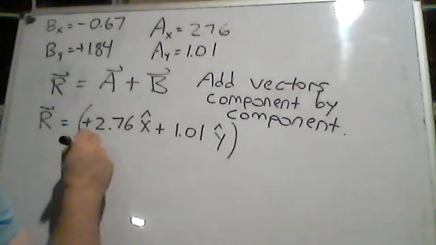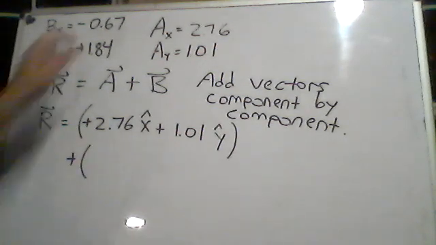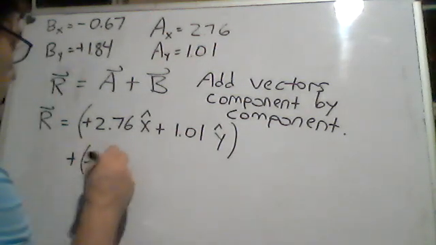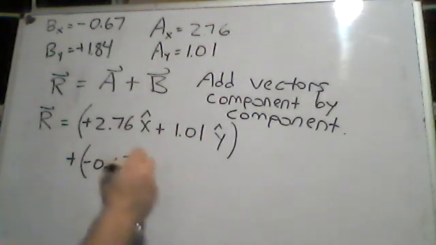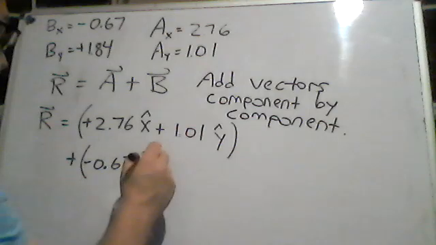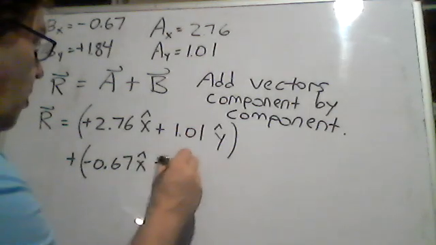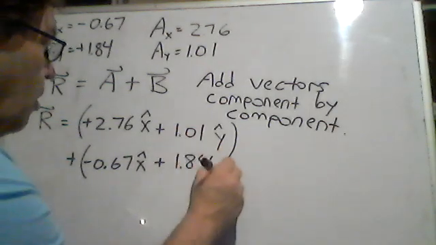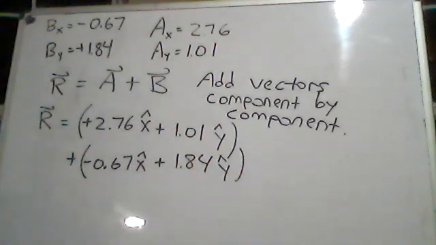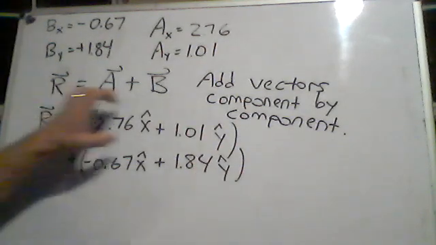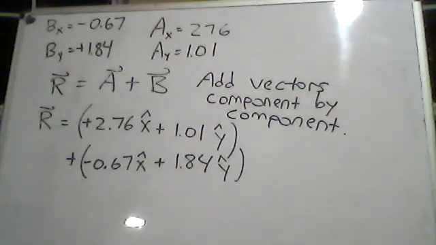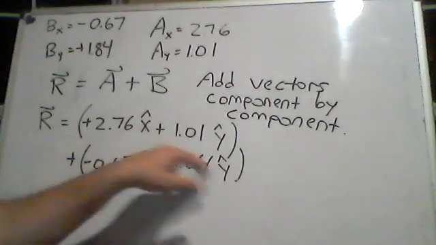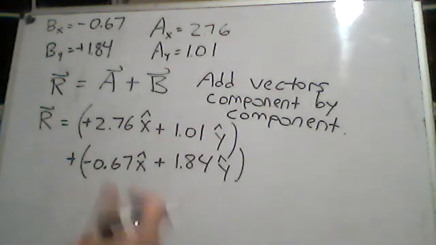Plus, I got B. B is negative 0.67 x hat. Again, negative now, x hat. And then plus 1.84 y hat. Okay, I've expressed A explicitly, and I've expressed B explicitly. Now what do we do? Well, we combine like terms, just like in algebra. We imagine these x hats and y hats to be like variables, and you combine like terms.